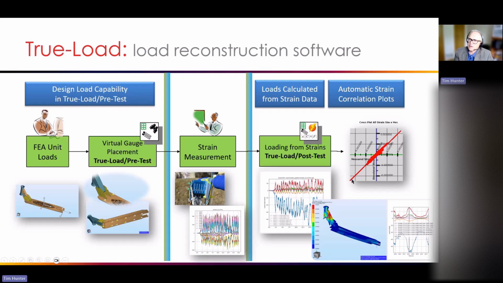So if we're able to match the strains in the real world with our loads, then our loads must be right, and then we can go off and do great things like operating deflection shapes to understand what the full structure is doing. So this is basically what load reconstruction is doing, okay? We're able to leverage our FEA model to work with test data in order to get the loads that are actually happening on the structure, okay? This is what we're all about.